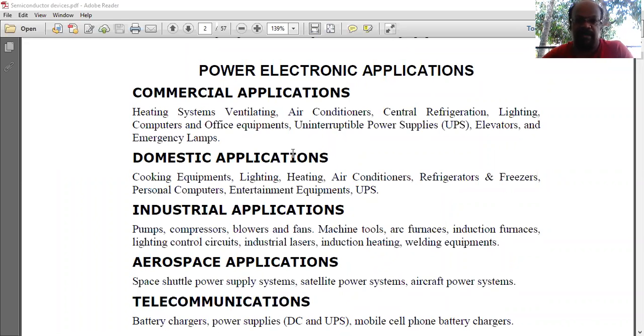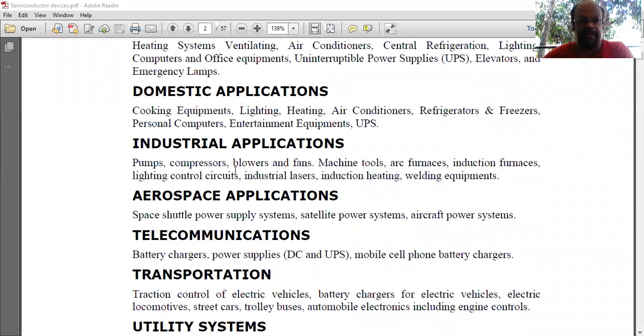Once again, commercial and domestic applications are almost the same. Especially if you see the industrial applications, power electronics plays a very important role, especially in pumps, compressors, blowers, and fans. Because earlier these pumps had to be operated with the rated voltage always, or we were not operating them.